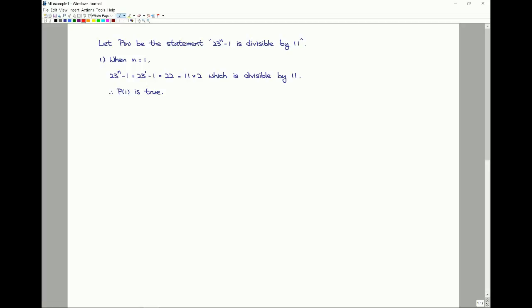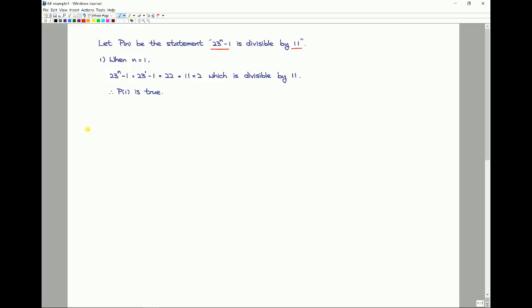Okay, in this example, we are going to prove the divisibility of some expression by using mathematical induction. We would like to show that 23 to the power n minus 1 is divisible by 11 for all natural numbers n. Let's get some idea about the statement.